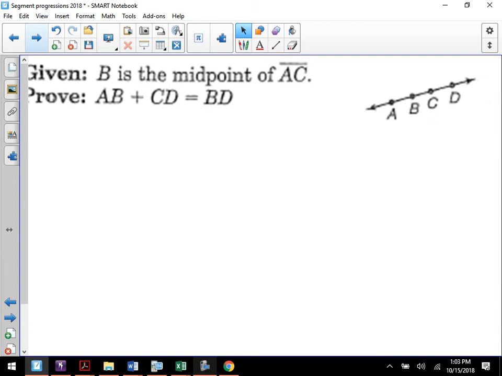So if I start this one out, it says that B is the midpoint of AC. And then it wants us to prove that AB plus CD is BD.